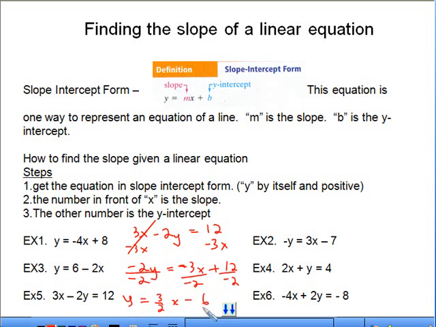Minus 6. So now we know m is 3/2. Y is by itself and positive, we can find the slope. It's 3/2. Okay? So just make sure to get y by itself and positive.